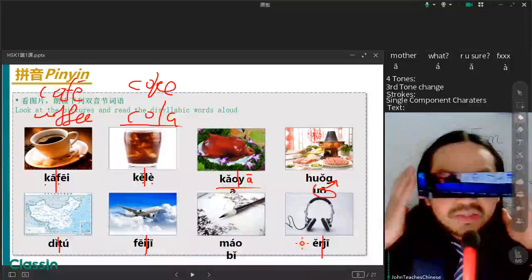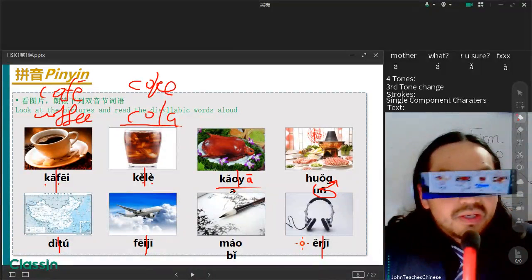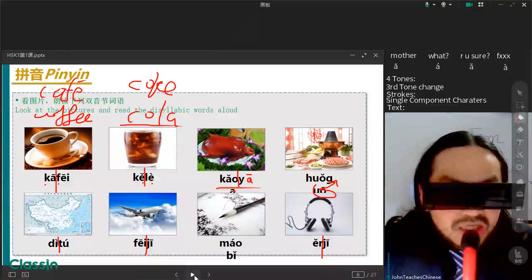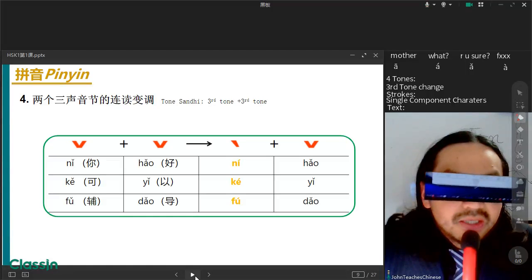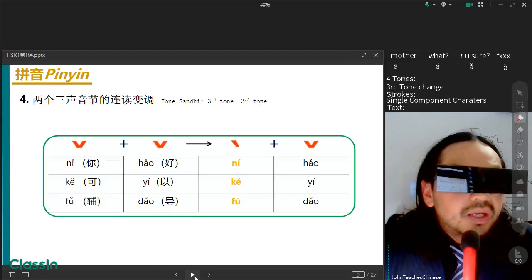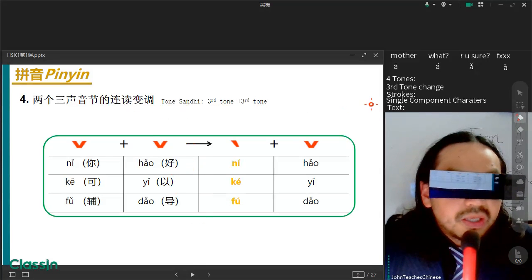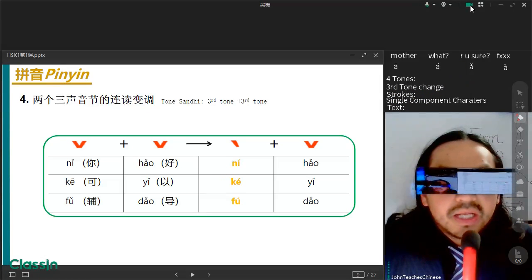which is the thing that you use when you are listening to music. Erji. I think it should be easy, right? Well, we have already practiced. Next time we can have an insight on the third tone changes. Okay, see you next time. Bye bye.